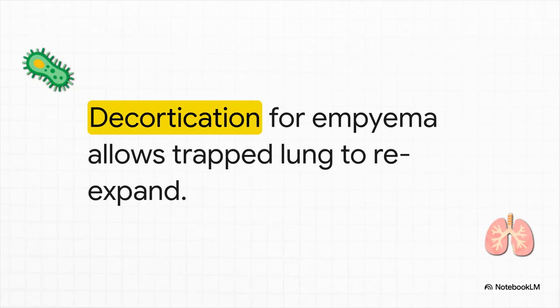You should also definitely keep decortication for empyema in mind. This involved a surgeon going in to basically strip away a thickened, infected pleural rind to let a trapped lung re-expand. Sometimes if the underlying lung tissue is irreversibly damaged by the infection, they actually have to resect that tissue at the same time. It's another classic reason for finding those surgical scars on the chest wall.